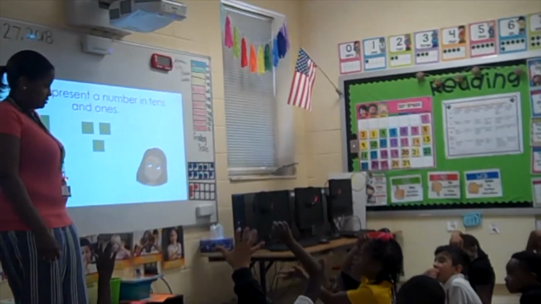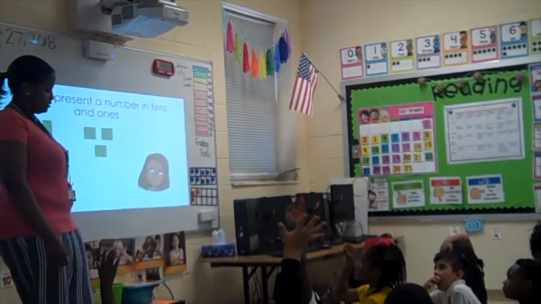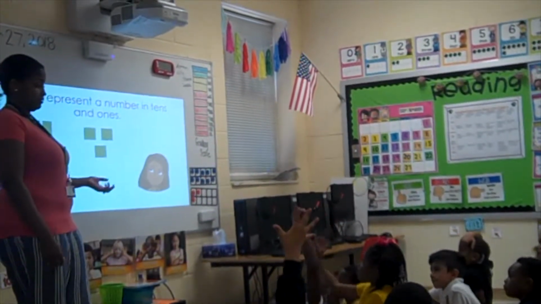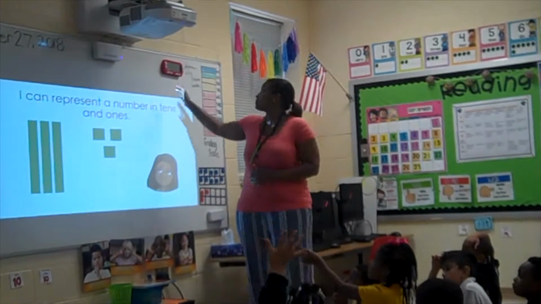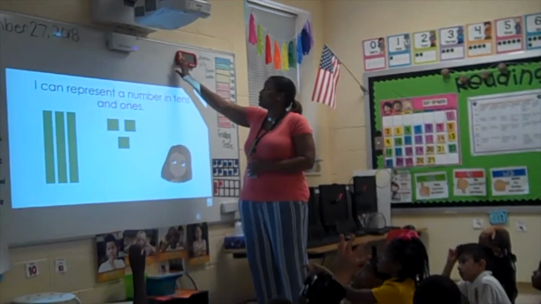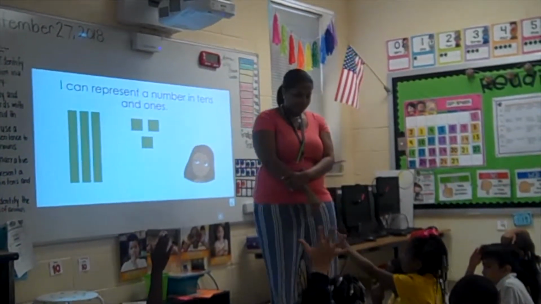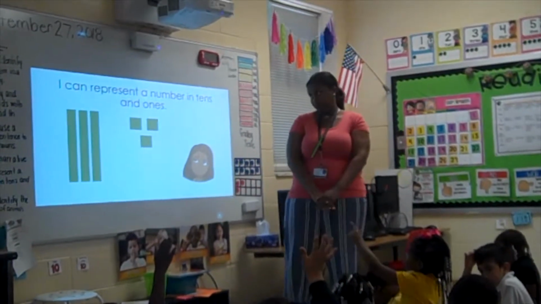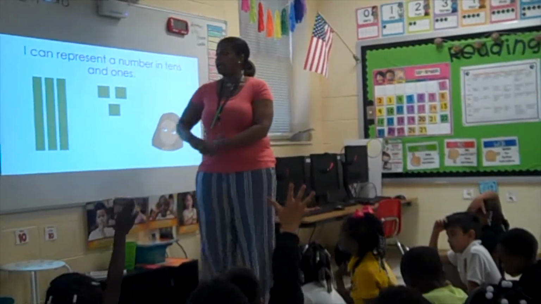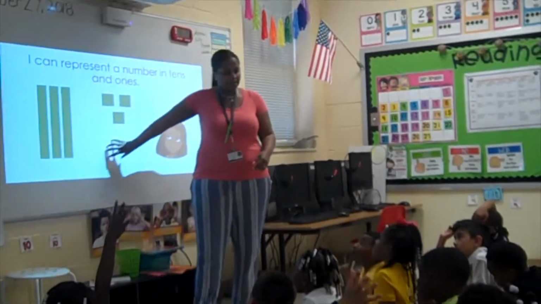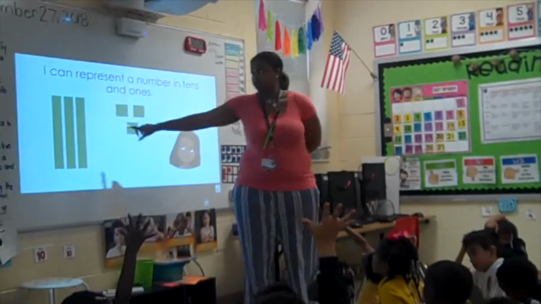Yeah, so you can do 10, 1, 2, 3, 31, 32, 33. So if you have 3 10 blocks and 3 1 blocks, if you put them all together, it'll be 33. Okay, so I can represent a number by using what? Base 10 blocks, right? Base 10 blocks and base 1 blocks. So 10s and 1s, right?